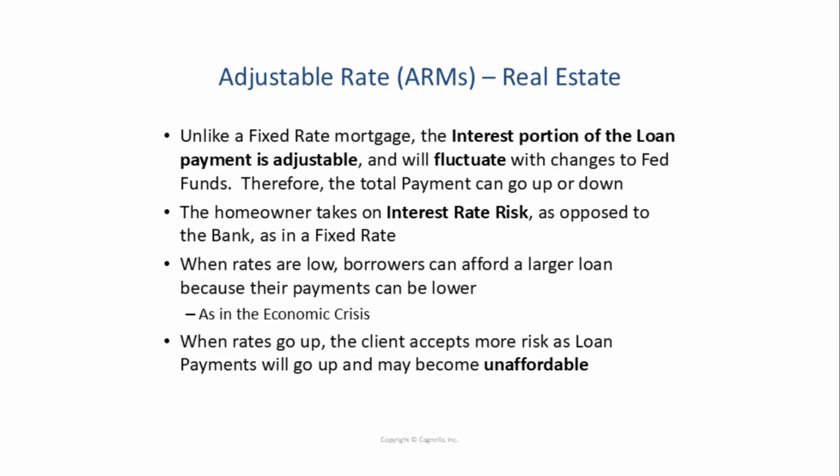Adjustable rate mortgages, or ARMs, on the other hand, shift the interest rate risk to the borrower. Payments adjust as market rates change. When rates are low, ARMs are very appealing because monthly payments drop. But when rates rise, borrowers face higher payments, sometimes leading to financial stress.